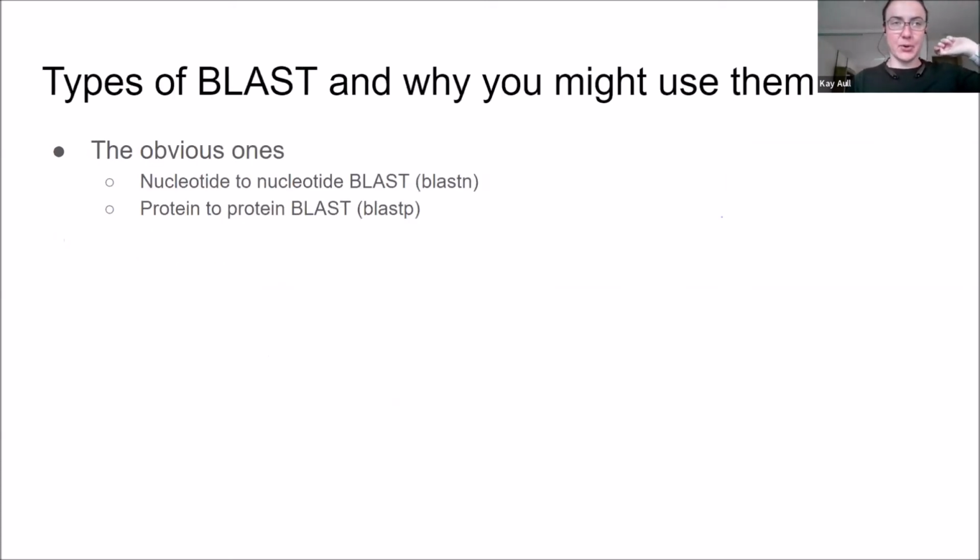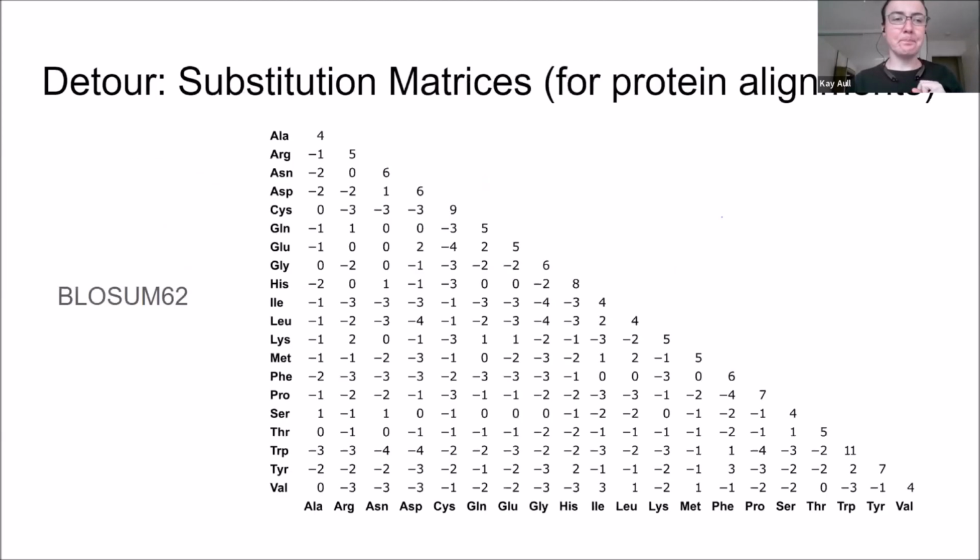All right, and so what types of BLAST are out there, and what might you use them for? There are the obvious ones. You have your nucleotide to nucleotide. You have your protein to protein. You have your sequence, and you want to find others like it. Fine. And so in order to talk about proteins, we got to go back and take a detour into substitution matrices for protein alignments.